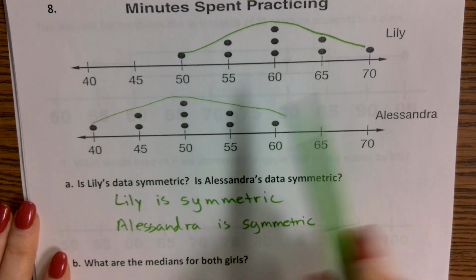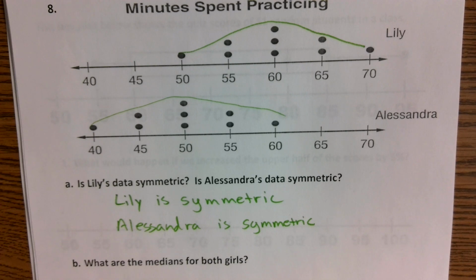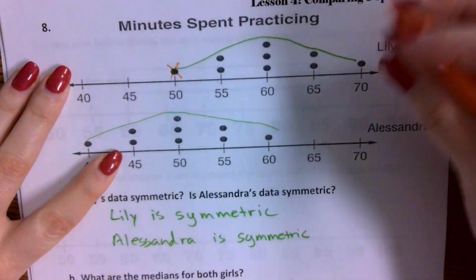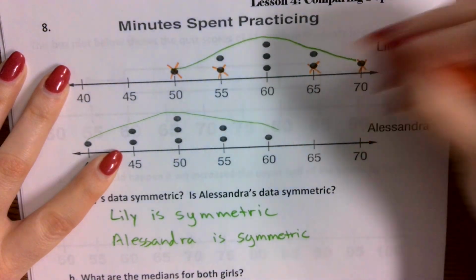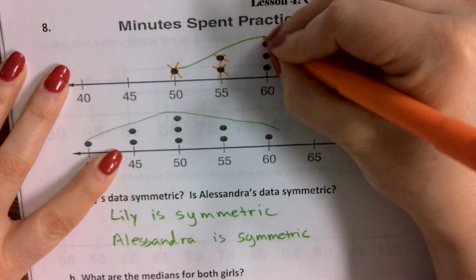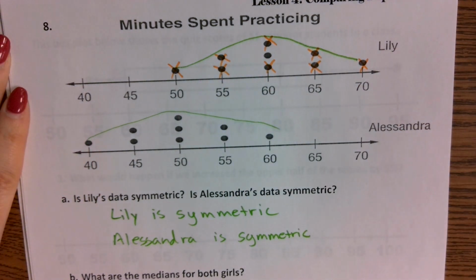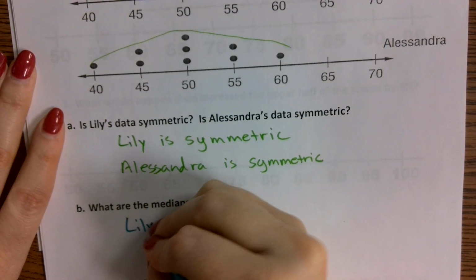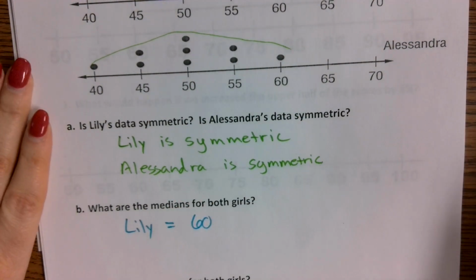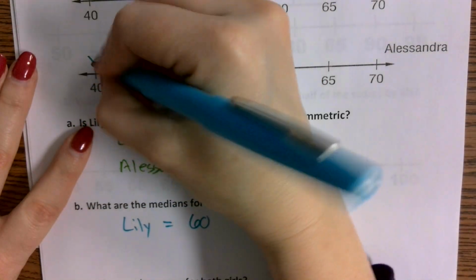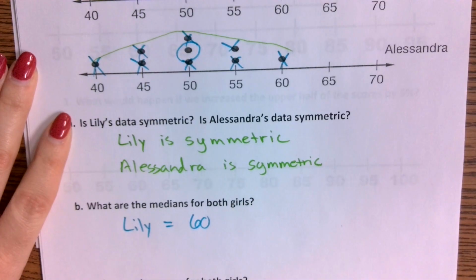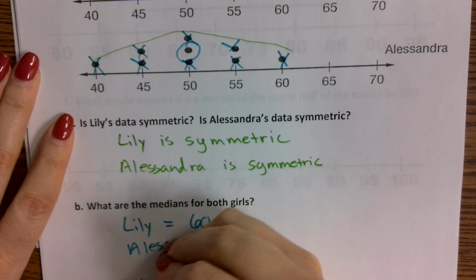So I don't even have to sit there and calculate the mean. I can just do the easiest thing, which is to find the center point. Finding the center point is so much faster. If I look at Lily, I'm going to cross off the first and last, then cross off the next point and the next point, and the next point and the next point, and then the next point and the next point. And what's my median? 60. My median is going to be 60. So Lily is going to equal 60. What is Alessandra going to equal? 50. Again, cross off the first and the last, and you keep crossing off until you're left with a center point. So Alessandra's is 50.